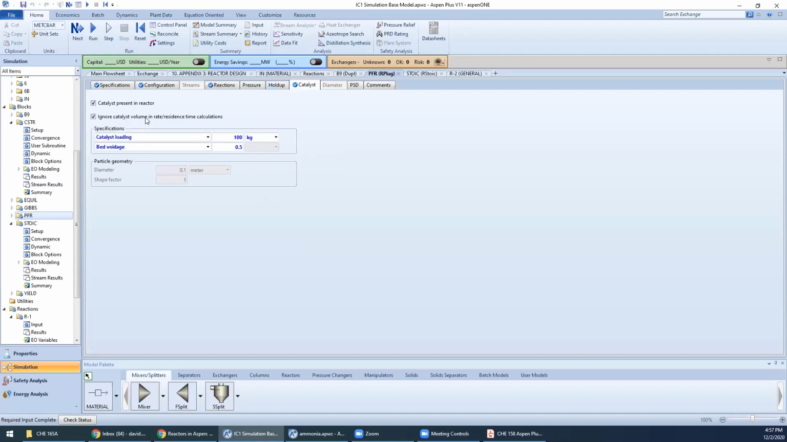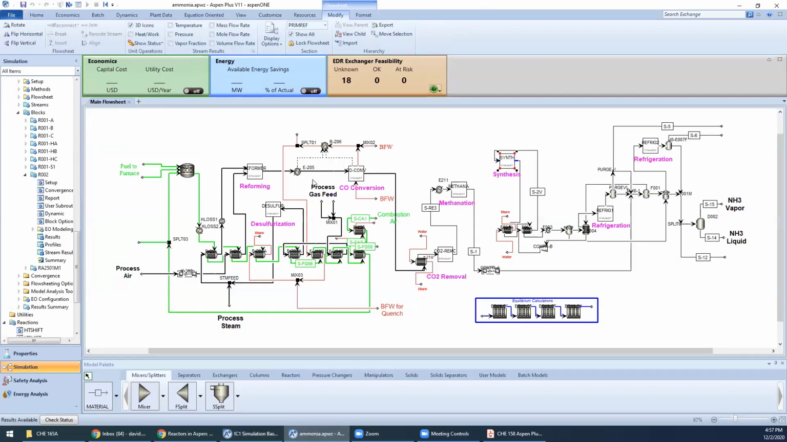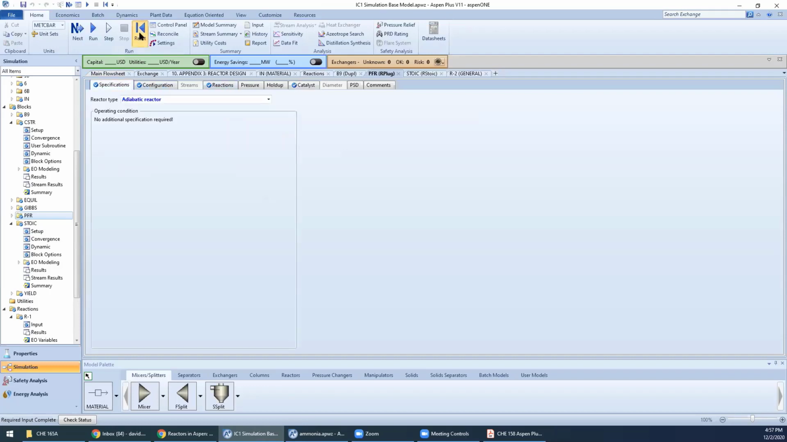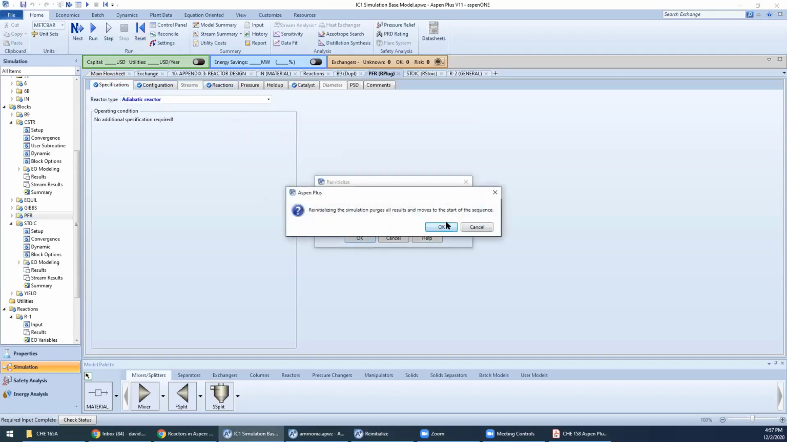You can also click to ignore the catalyst volume in your rate calculations. So there are other things that can complicate it very quickly. And by checking one box, another tab will pop up or something like that too. But I'm going to keep it simple, because in a real system you do have catalyst, and that's this big one that I'm going to show you afterward. Gotcha. Cool. Thank you.